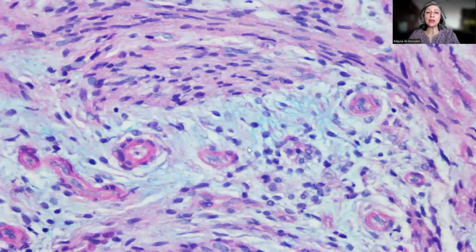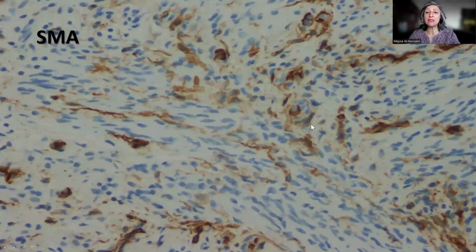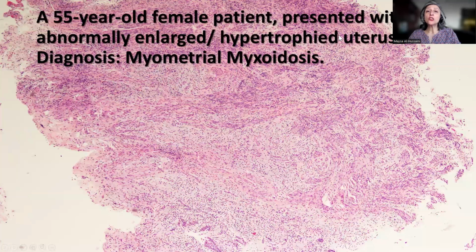And at high power magnification, this cannot really be missed once you think about the differential diagnosis. Now, usually this is positive for CD10, so there is some tendency of the cells in the background, in the myxomatous area, to show positivity with CD10. However, this is completely negative with smooth muscle actin. Smooth muscle actin only highlights the residual or the separated smooth muscle fibers. So this is a case of myometrial myxoidosis.